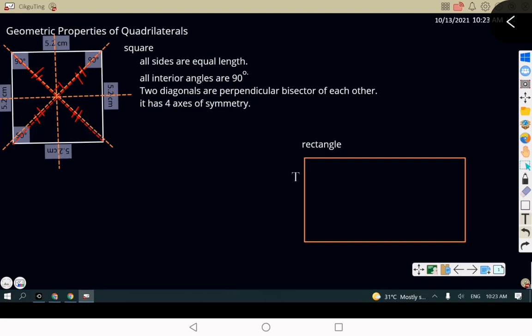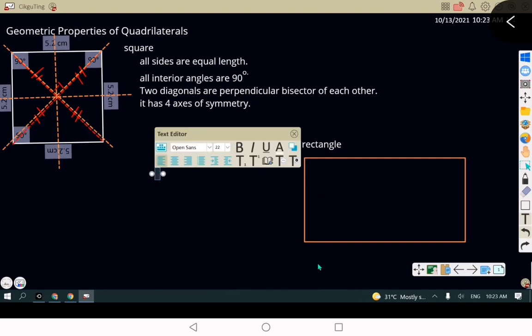If you already know the properties of a rectangle, you need to know that two opposite sides are equal in length. This one is different from the square, where all sides are equal. Here, two opposite sides are equal. Okay, we cannot say all sides are equal now.